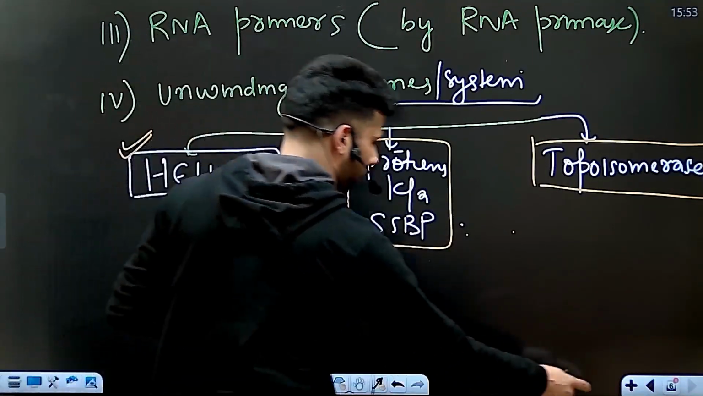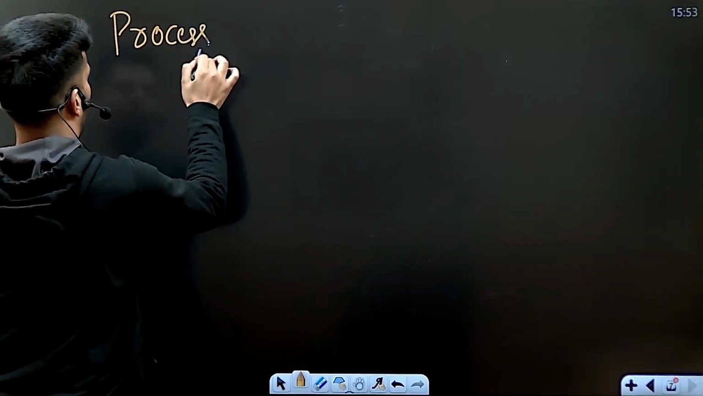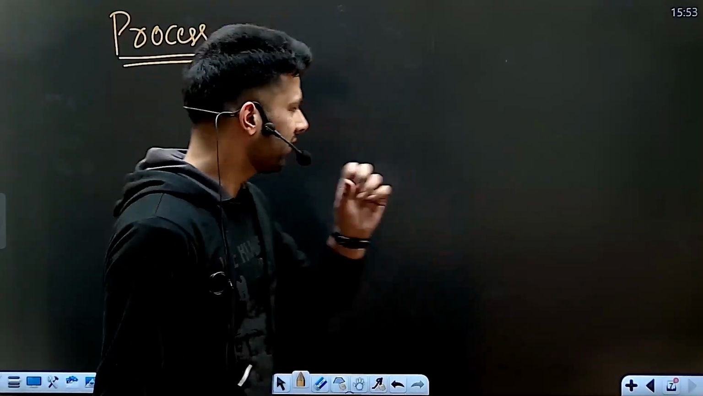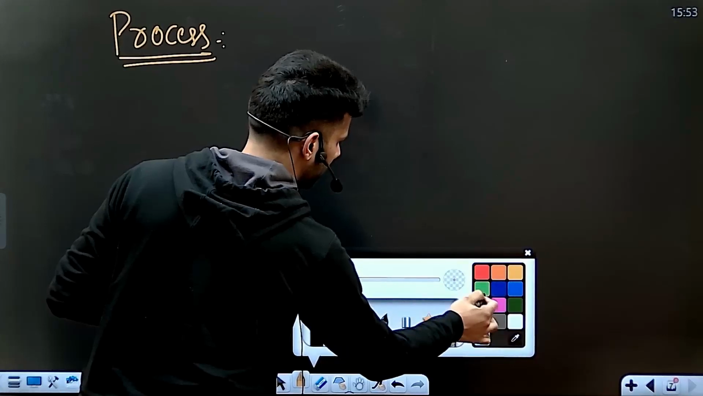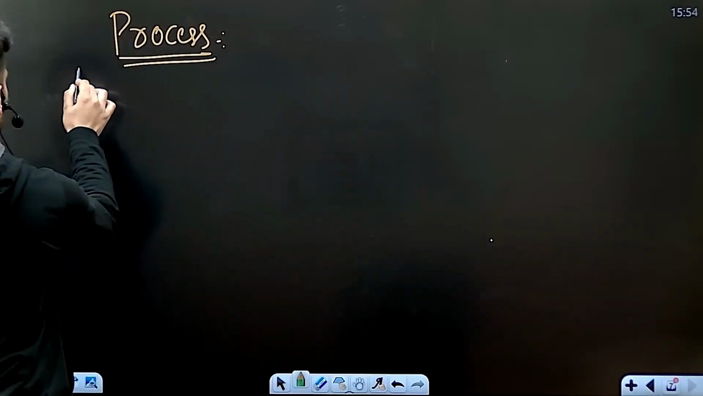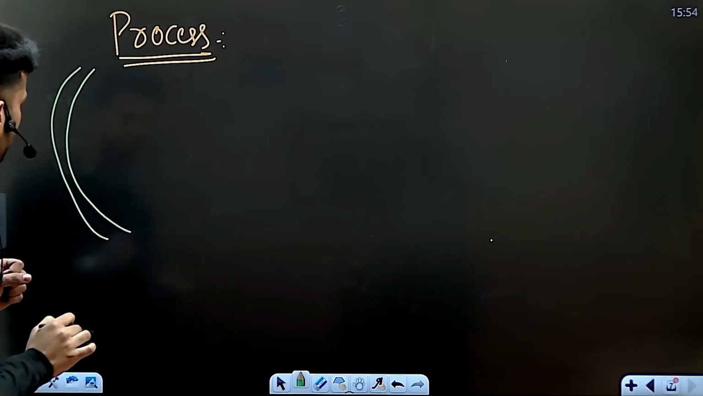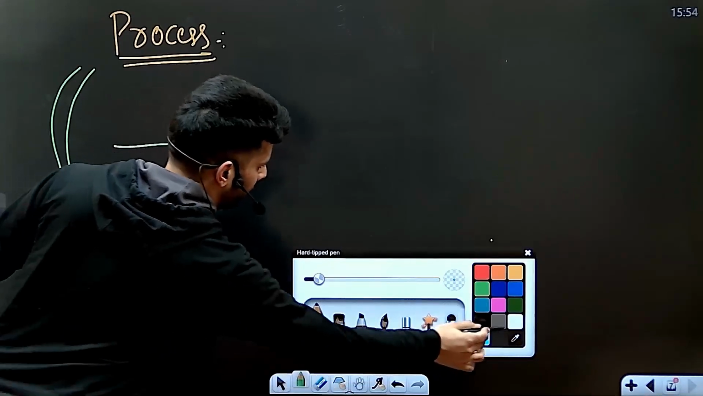Now we'll discuss the process of DNA replication. So we'll discuss it simply. So if you have this DNA, if we take a portion of DNA, so what will happen first? This DNA portion will unwind at a portion.